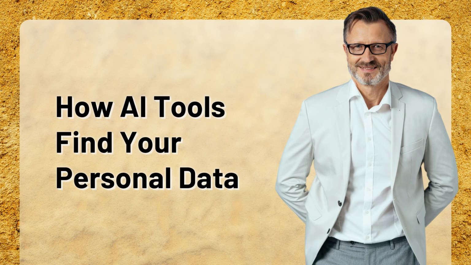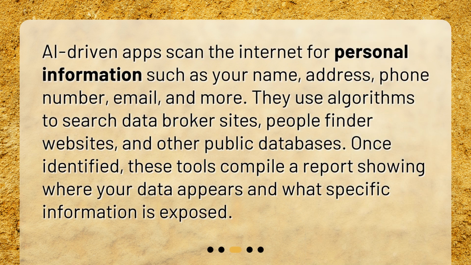How AI tools find your personal data. AI-driven apps scan the internet for personal information, such as your name, address, phone number, email, and more. They use algorithms to search data broker sites, people finder websites, and other public databases. Once identified, these tools compile a report showing where your data appears and what specific information is exposed.